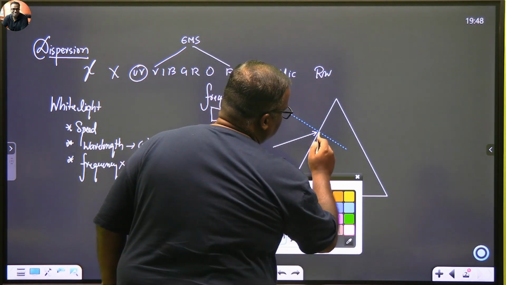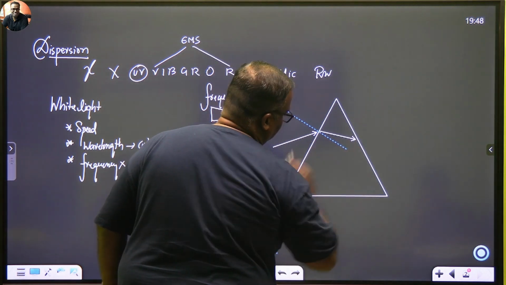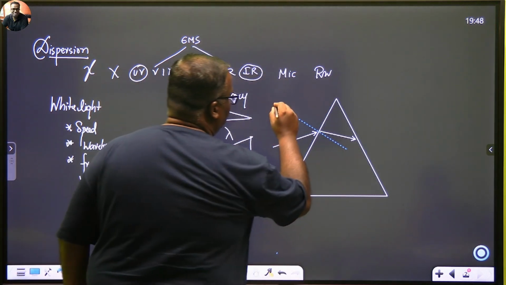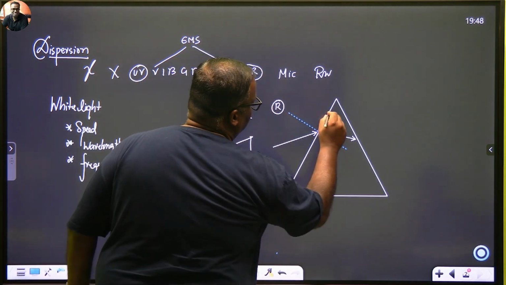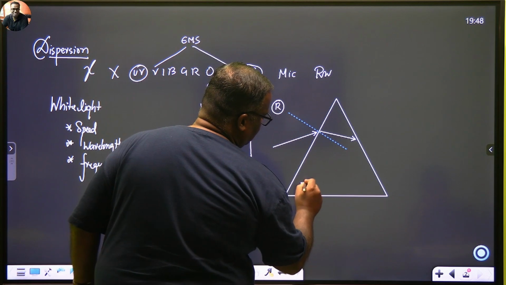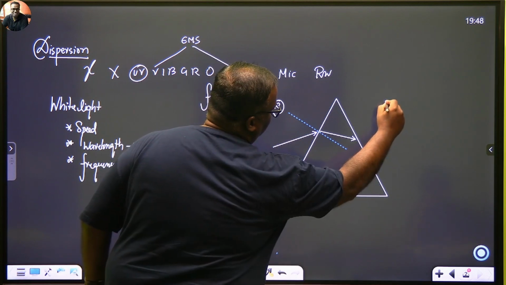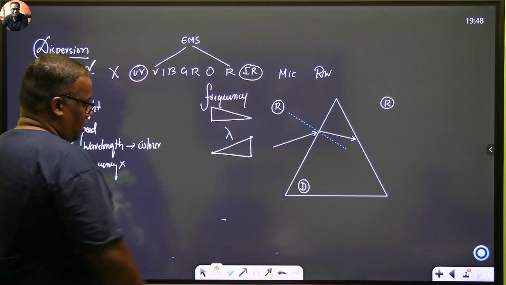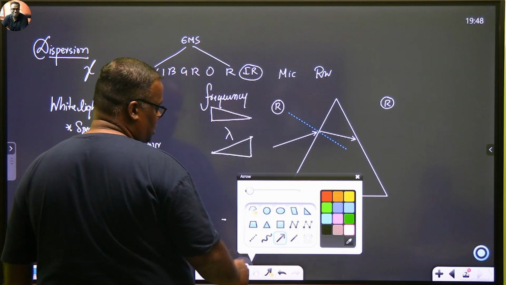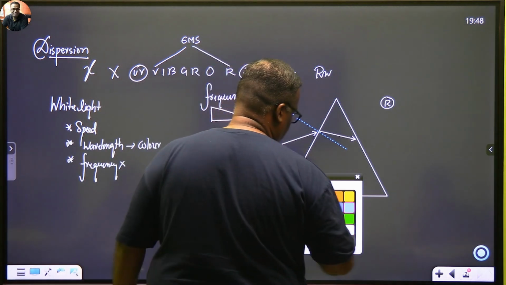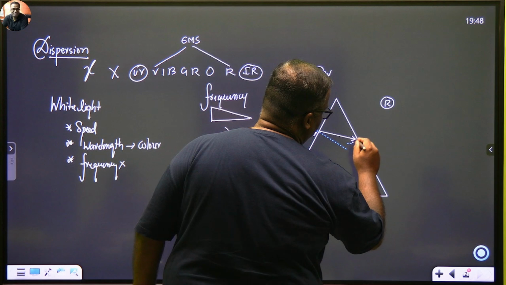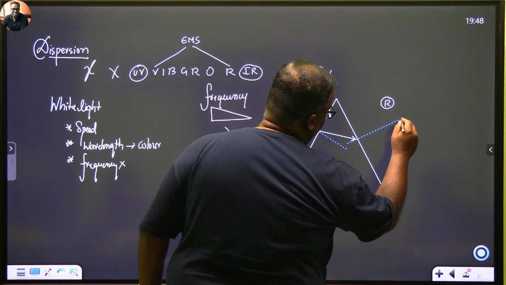So light bends towards the normal. If you have the slightest doubt, this is a rarer medium, children. This is a denser medium. And again, you are coming out to rarer. So I should have my second normal. That is the second point of refraction now. So my second normal is the normal out here.